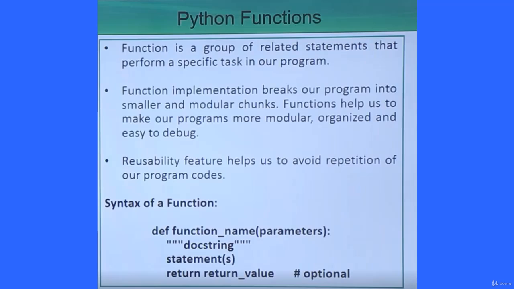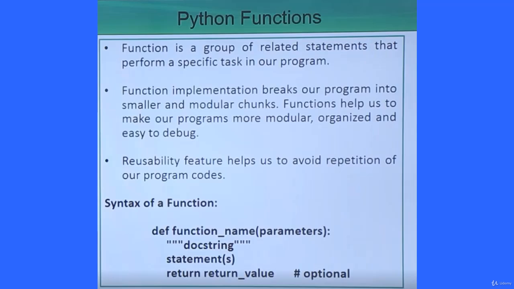And there is a docstring which is enclosed within triple quotes. If you want to insert the docstring, that is the documentation string, it should be the first statement within the function body. Then we can write one or more statements, and then return, and the return value is optional. A function may or may not return a value. So that is the way to write a function in Python.